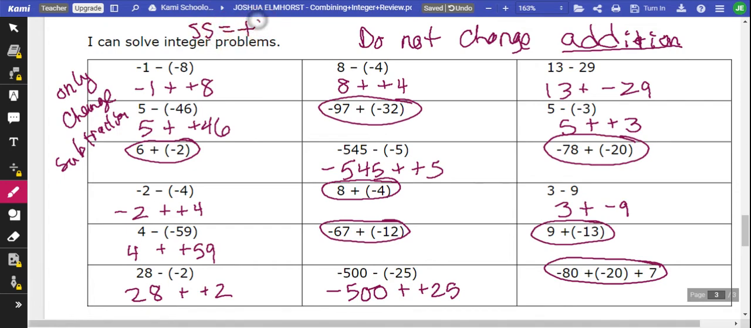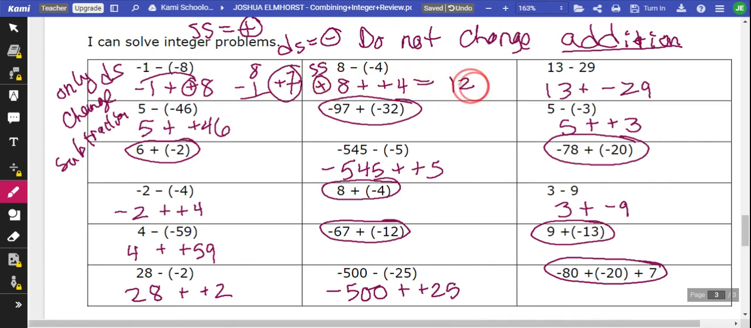So now we're ready to go through, and then if we have same signs means you're going to add. Different signs means you're going to subtract. So these are different signs. So 8 minus 1 is 7. You have more positives, +7. Okay, same signs. Same signs means you add the numbers. 8 plus 4 is 12.